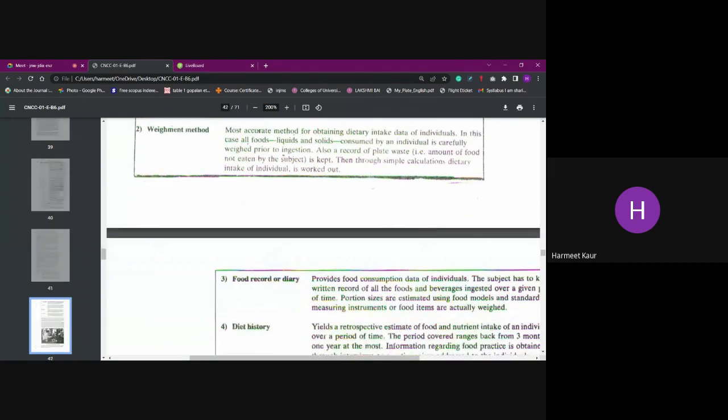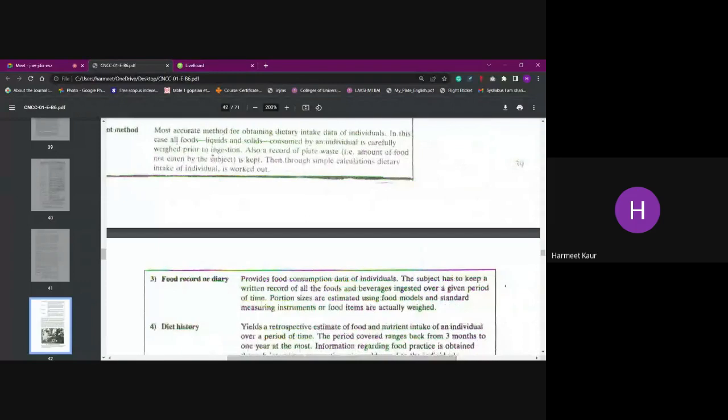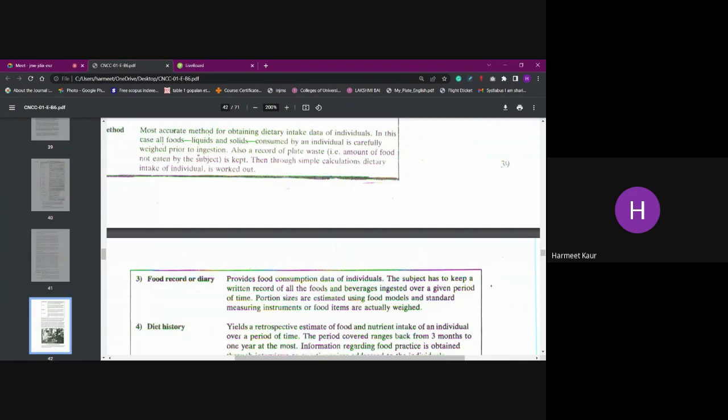This is also a very accurate method, but the problem is that nobody will like you sitting on my head when I'm eating, right? I'm eating and you are measuring each and everything, you will make me uncomfortable. Then you have the food record or diary. In this case you ask a person to keep a written record. I will keep a written record of all the food, beverages, or whatever I have consumed over a period of time.